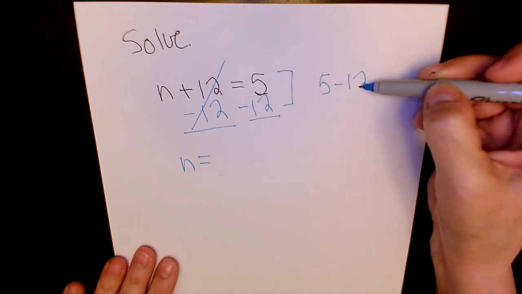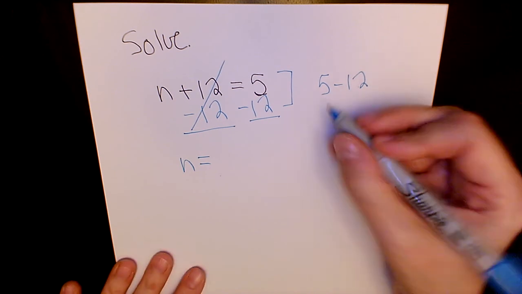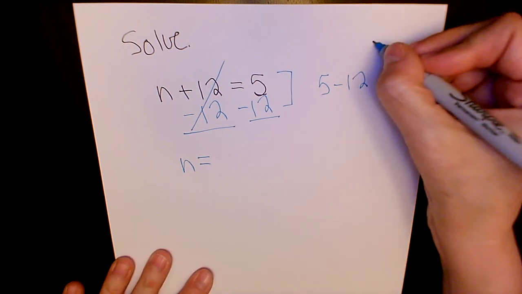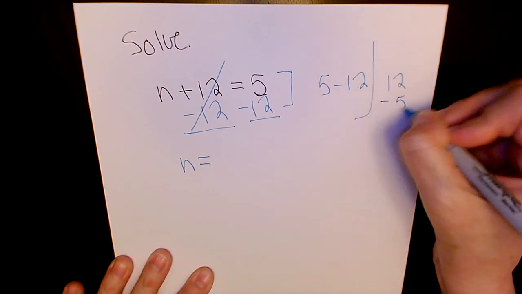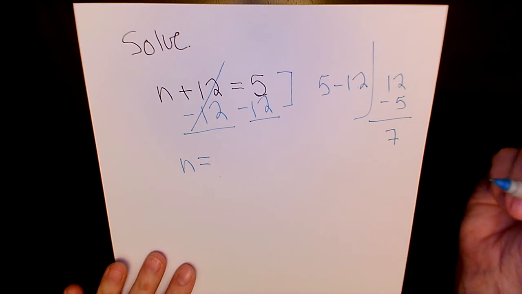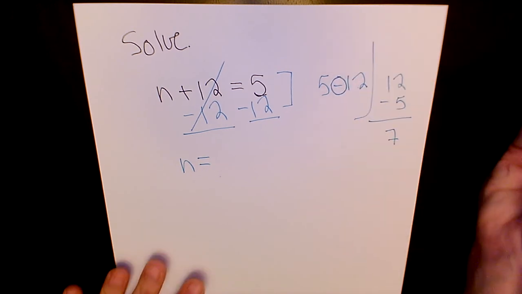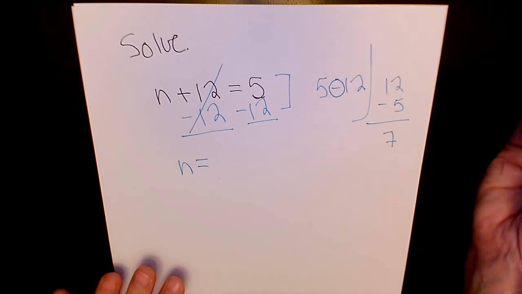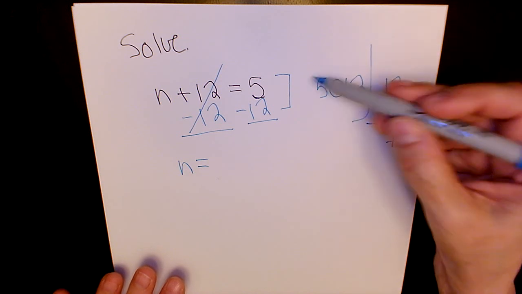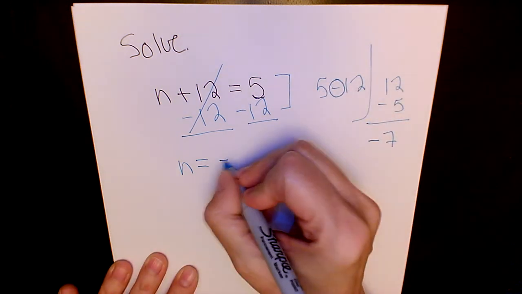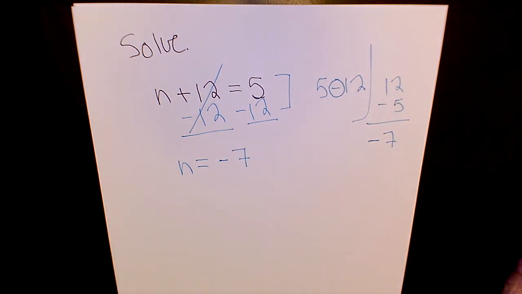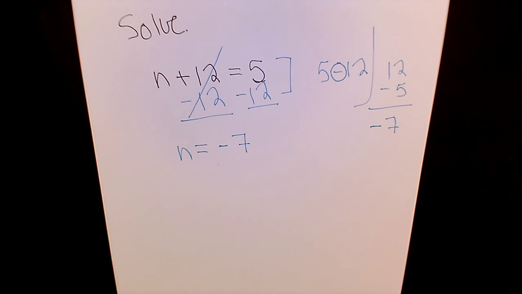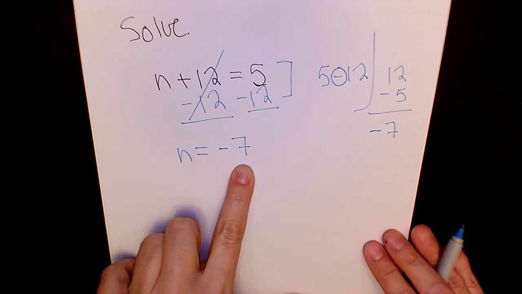So what's 5 minus 12? Well, what's 12 minus 5? It's 7, and there are more negatives in front of the 12 than we have in front of the positive 5. So my answer is negative 7. So you need to make sure you know your adding and subtracting positives and negatives before you do this section. So n is negative 7.